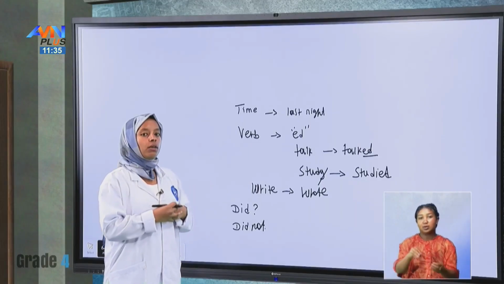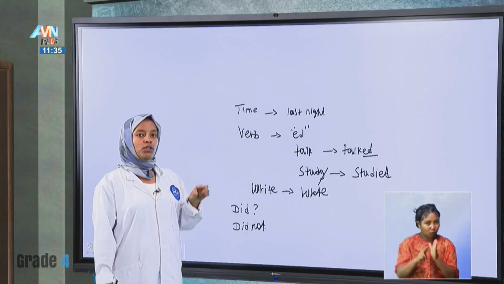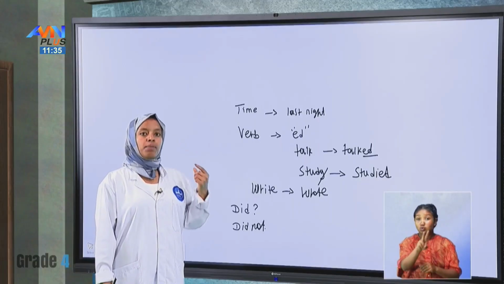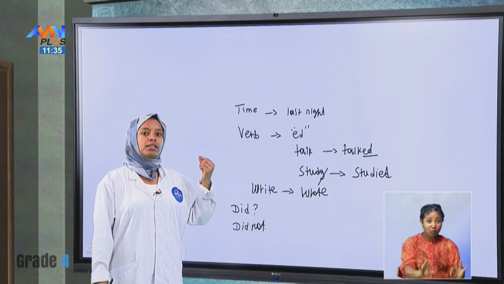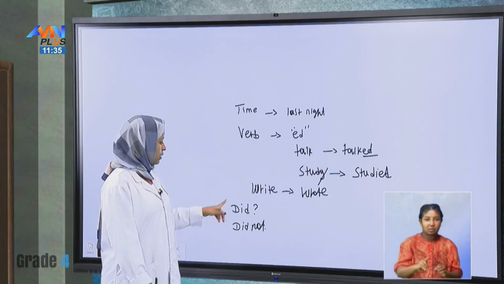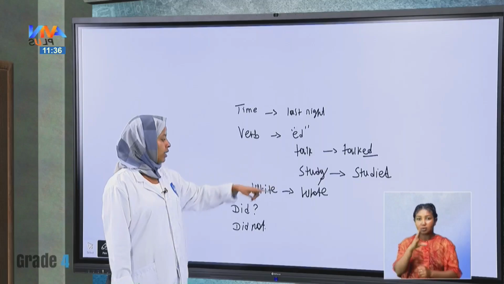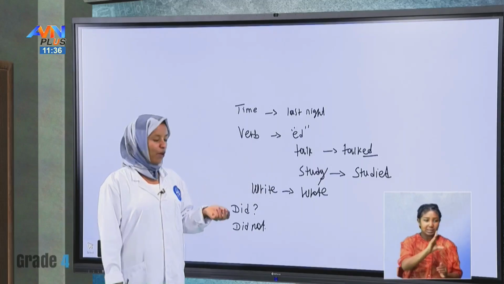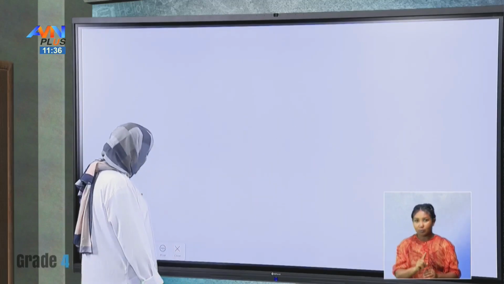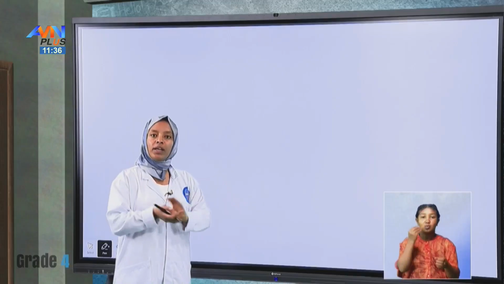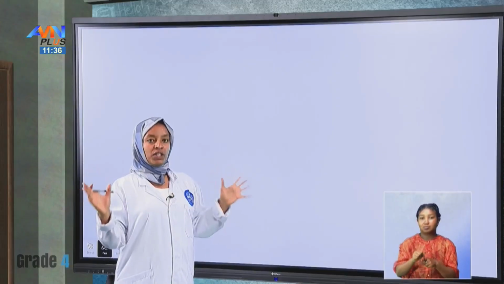And also, don't forget one rule. Don't use two simple past forms in one sentence. If you are using did, just use V1, like talk, study, and write. I hope you all understand the topic. And also, let me give you homework to practice these verbs more.